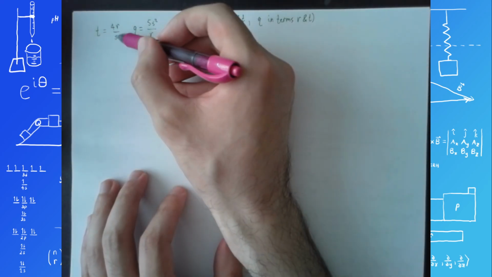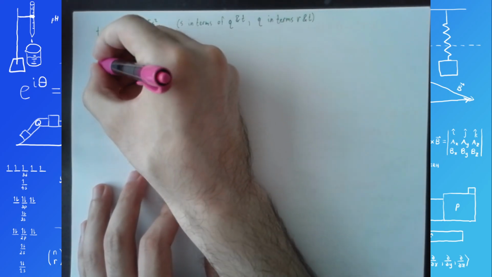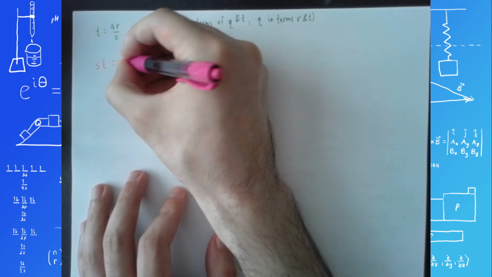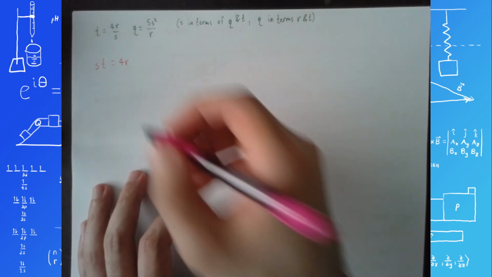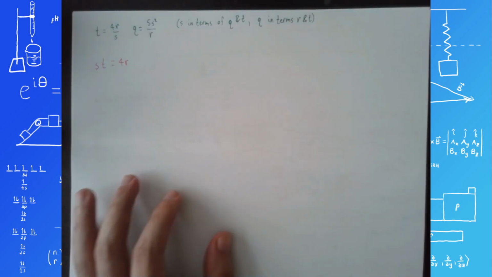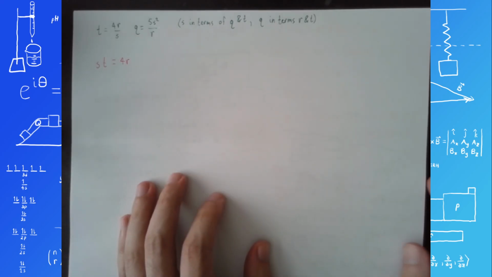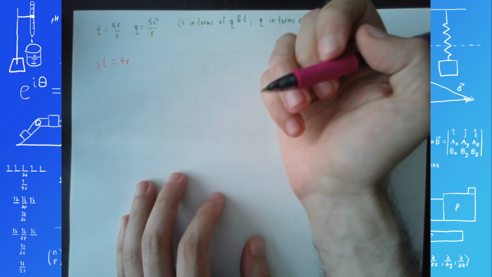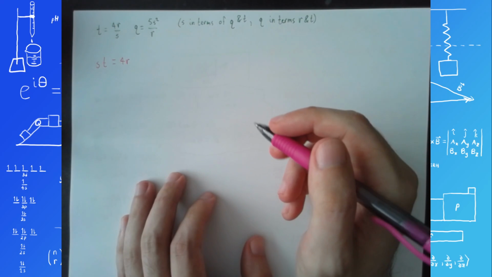So if you take this equation and just multiply both sides by S, you get S times T equals 4R, and then you divide by T and say S equals 4R over T. That's not good enough. They told you to express in terms of Q and T, not in terms of R and T. The R needs to go somehow. So this on its own is not enough. But is that actually a first step towards the actual solution?